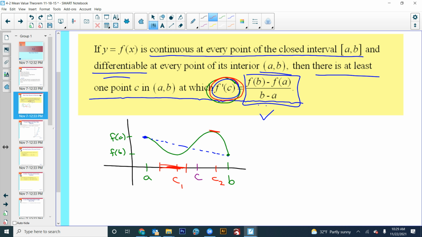Okay. This is a huge theorem. Put stars next to this. It's the mean value theorem. Mean value theorem. The real MVT. MVT. The mean value theorem.